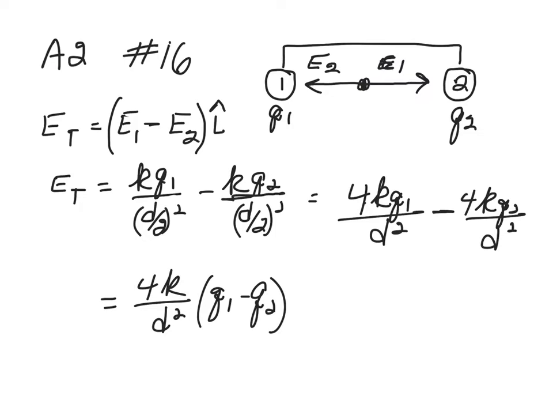Okay, see if you got it. E1 is kQ1 over the distance squared, that's (d/2) squared, minus, because we've already figured out that's what we need, kQ2 over (d/2) squared. That's one of the choices. But this is kind of clumsy.